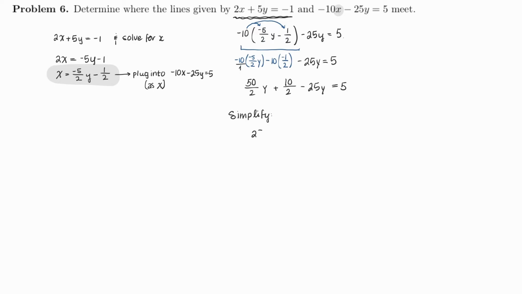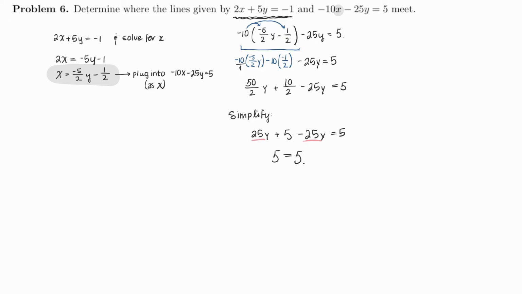I get 25y plus 10 over 2. Well, 10 over 2 is 5, right? So maybe we should rewrite that as well. Minus 25y equals 5. But then this 25y and this negative 25y cancel each other out because 25 plus negative 25 is 0. So I'm left with 5 equals 5.